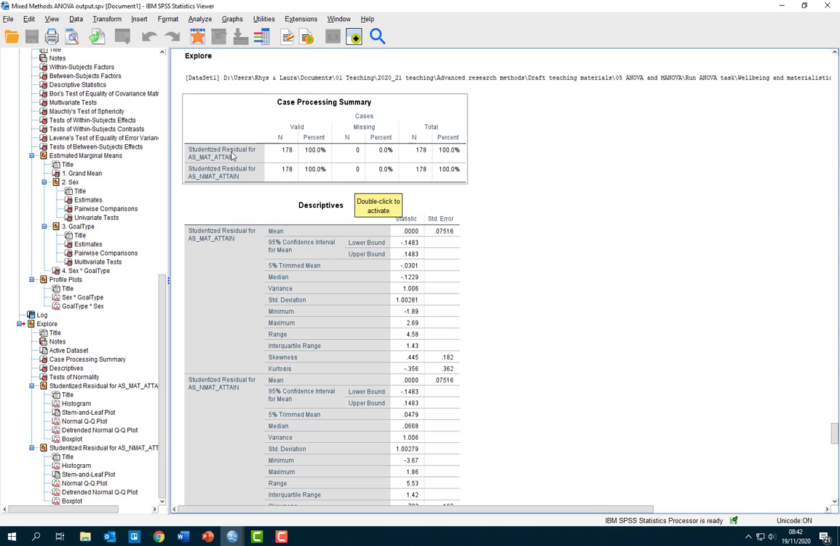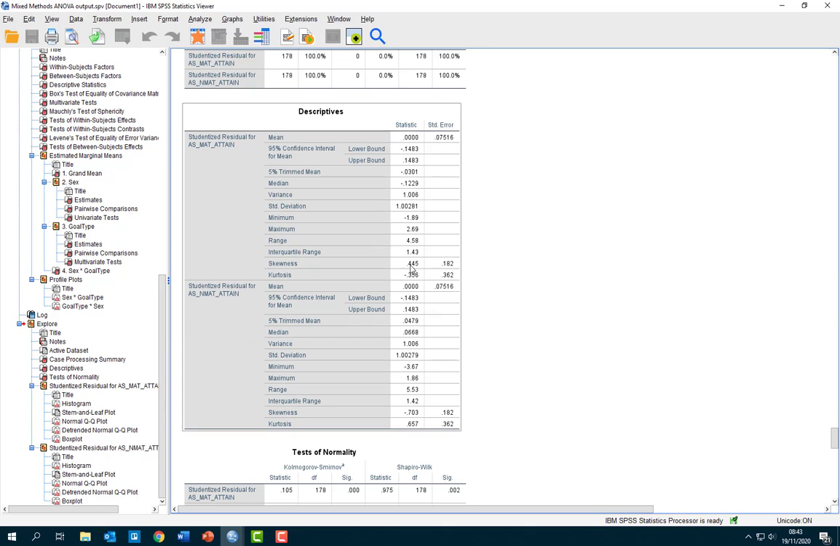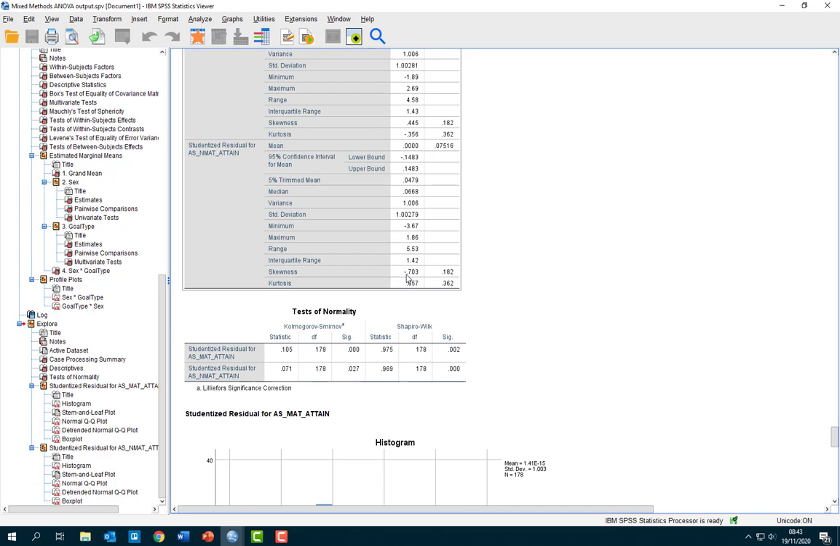So we've used the studentized residual, and you can see we've calculated that for the materialistic attainment variable in our data set and the non-materialistic attainment variable in our data set. And rather than breaking it down by each subgroup, or gender in this case, we're looking at the data for all 178 cases in one go. Because it's a form of standardized variable, the mean statistic is 0. What we can see here is skew and kurtosis values again within -1 and +1, so that's a good sign. And again here within -1 and +1, but this is less normal again.